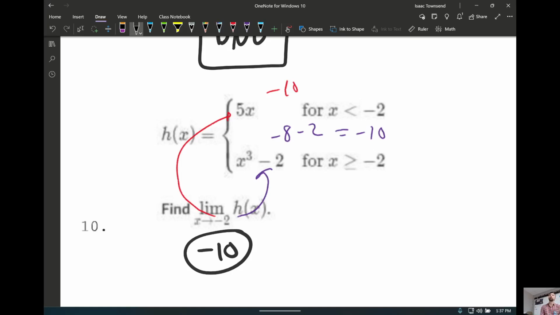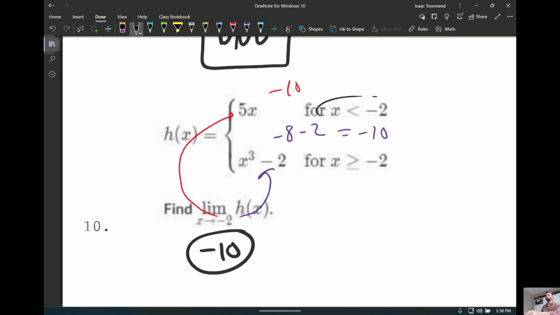Now, to fully make it seem like they won, this is way too much work in my opinion, but you could technically graph y equals 5x and then just keep this part of the graph, and then you could graph x cubed minus 2 and just keep this part of the graph, and then if you looked at that graph, you could do exactly like we did on day one. You could look from the left, look from the right, and see the y value that it's approaching on each side. But we're doing it algebraically because that is more convenient.